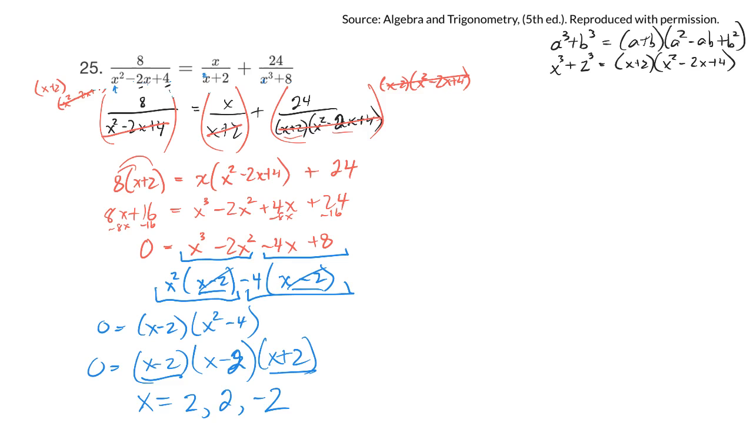So 2 works. And then negative 2, oh, right here's bad. Negative 2 plus 2 is 0. That's on the bottom of a fraction. Can't have that. So negative 2 is out, but positive 2 works. Right? Hopefully that helps you with that question.